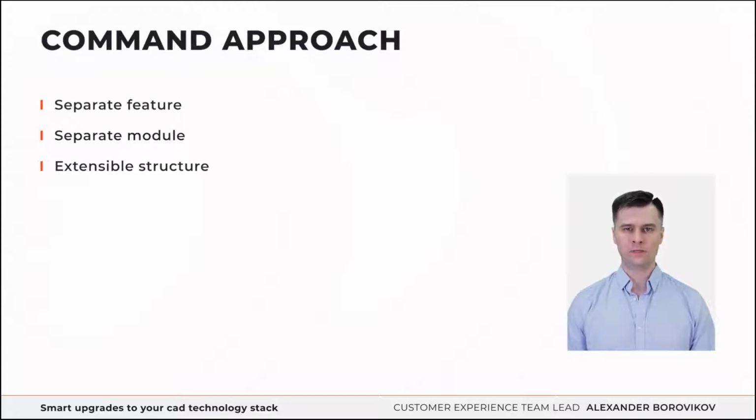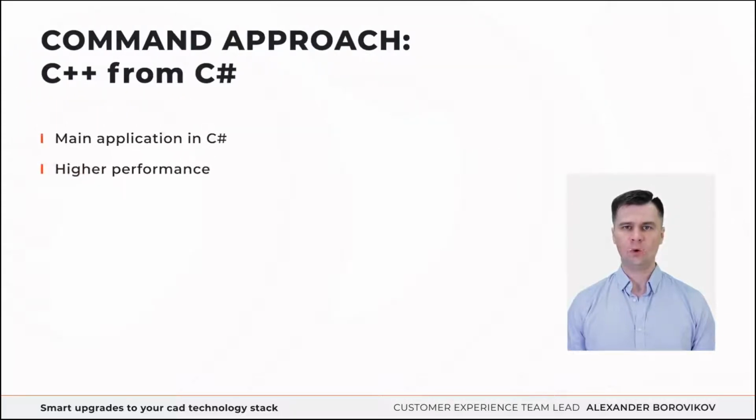The call of the command is performed using the name of the command and the arguments being passed. Both are just text strings. It gives an extensible structure and the possibility to test a new feature separately without any effort to the core of the application. But what is probably even more important, it gives the opportunity to implement the core application, for instance, in C# and the command in C++.